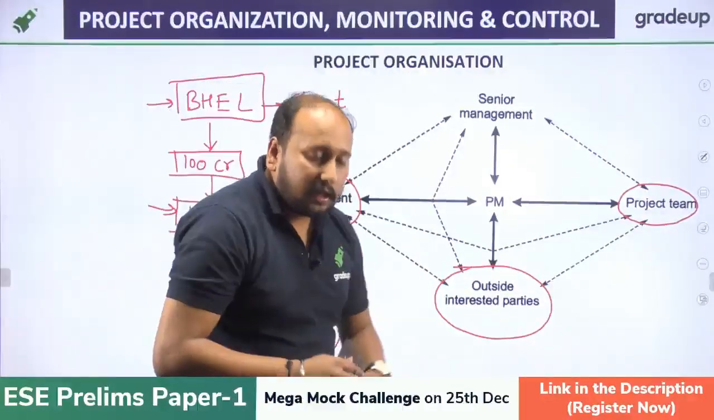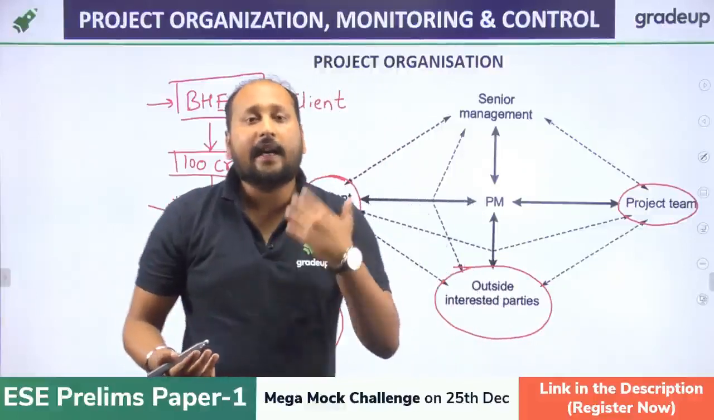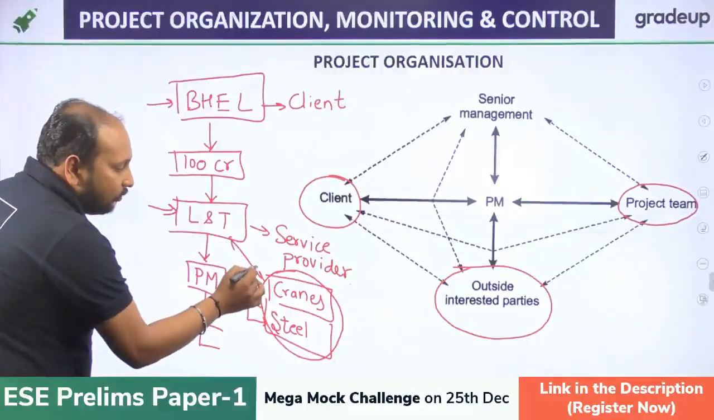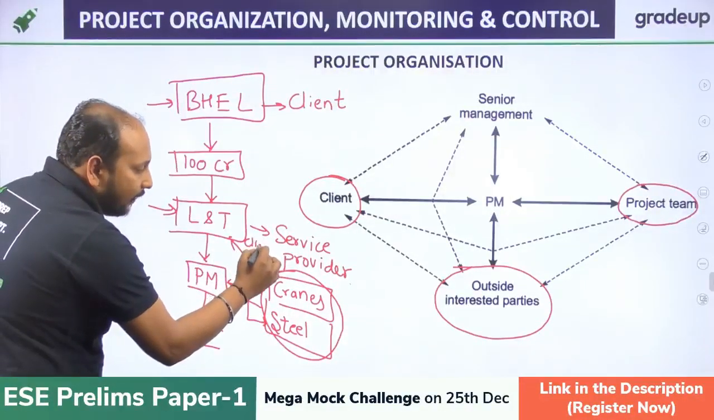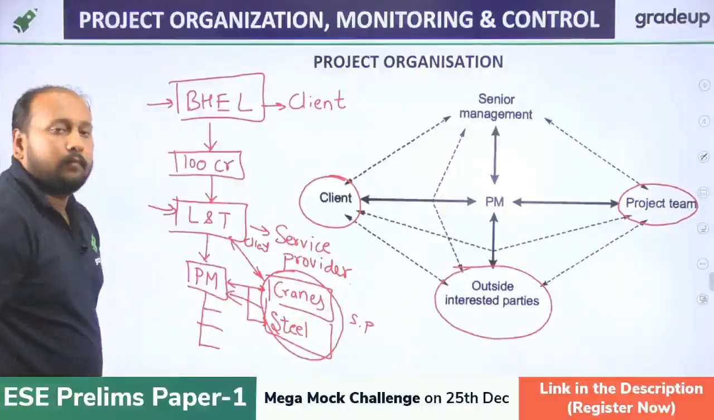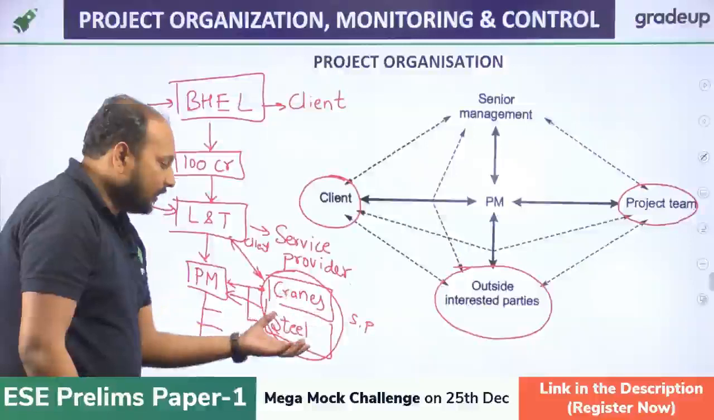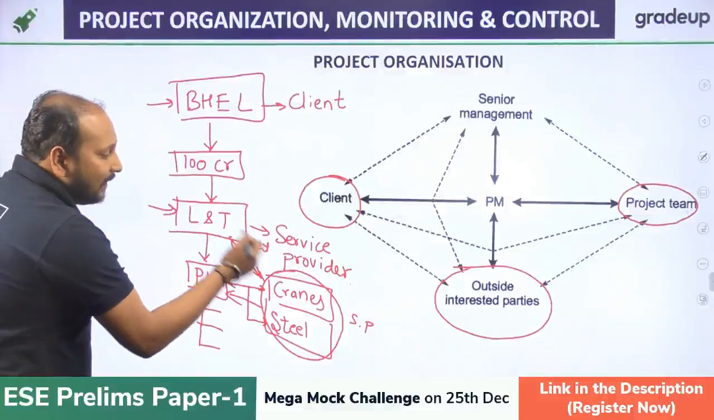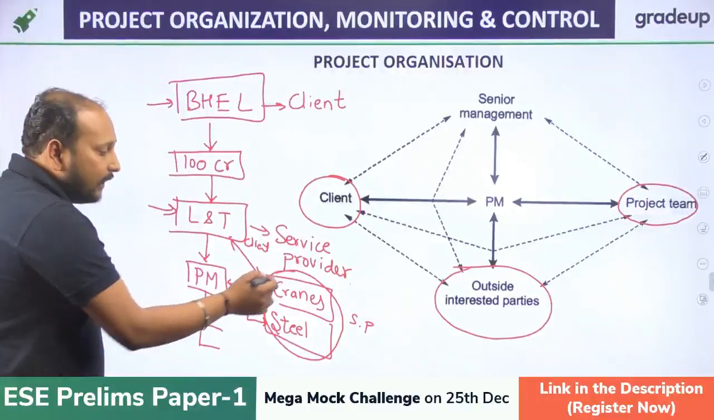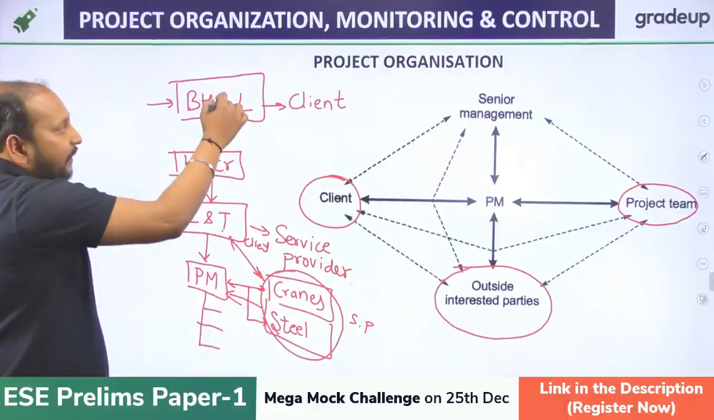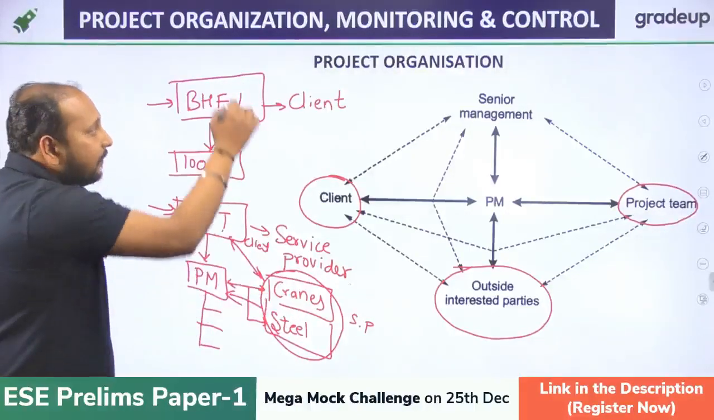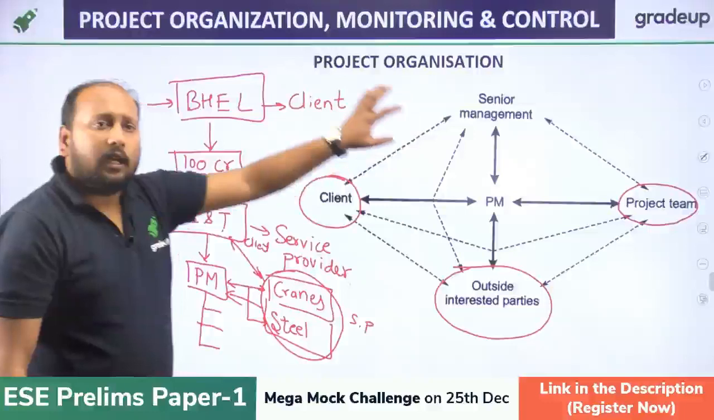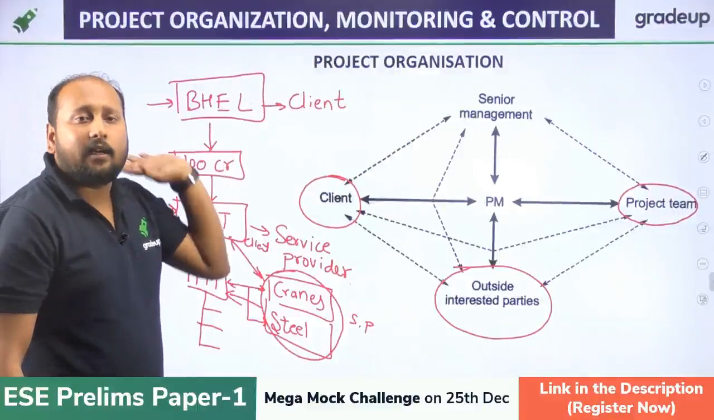What are these outside third parties? Outside third parties means L&T will also be giving a project or tender to the third parties. Like for these two relations, L&T will be the client and this will be the service provider. Clear? This can also happen. The cranes or steel supplier can also give the tender to their subcontractors. They will act as client for these subcontractors, and for BHEL, L&T will act as the subcontractor and BHEL will be the client. So these are the outside or third parties, because these outside parties are not at all dealing directly with the main client of the firm.